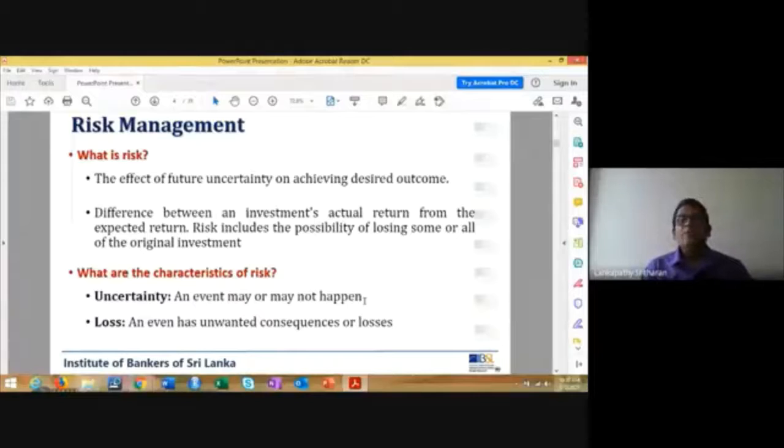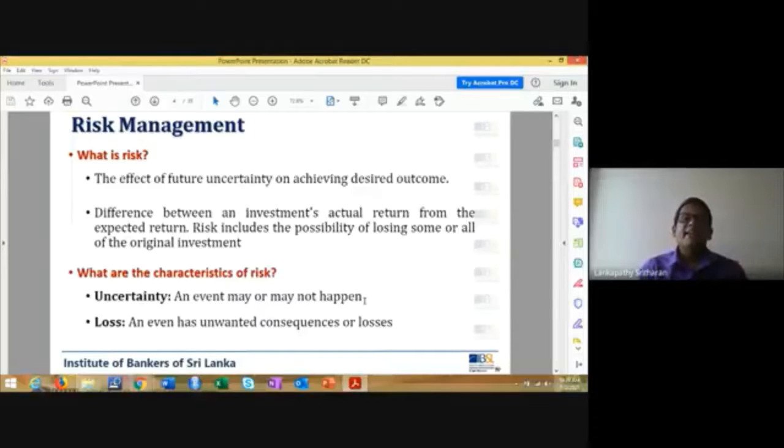Everybody has an expected outcome, or in an event there may be an expected outcome. If there is any future uncertainty in achieving that expected outcome, that is called risk. I gave two examples for that: one is a technical failure, the other is an accident on the road or a breakdown of the vehicle. These types of future uncertainties are called risk.